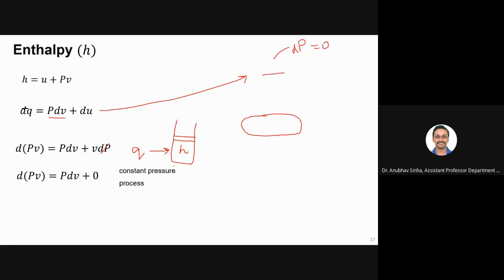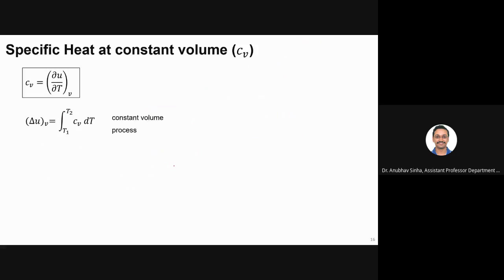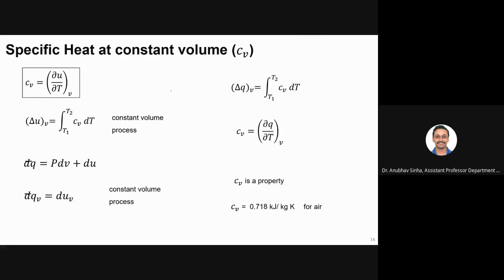Okay. Similarly, from the last slide, I can say if you take a constant volume cylinder, if you hold the volume to be constant, let us say I put a screw or something here in this piston. So whatever heat was supplied to the piston at constant volume is going to increase the internal energy of the system. That's why we write for a constant volume process, dq is equal to du. Whatever heat is supplied is causing the change in internal energy.